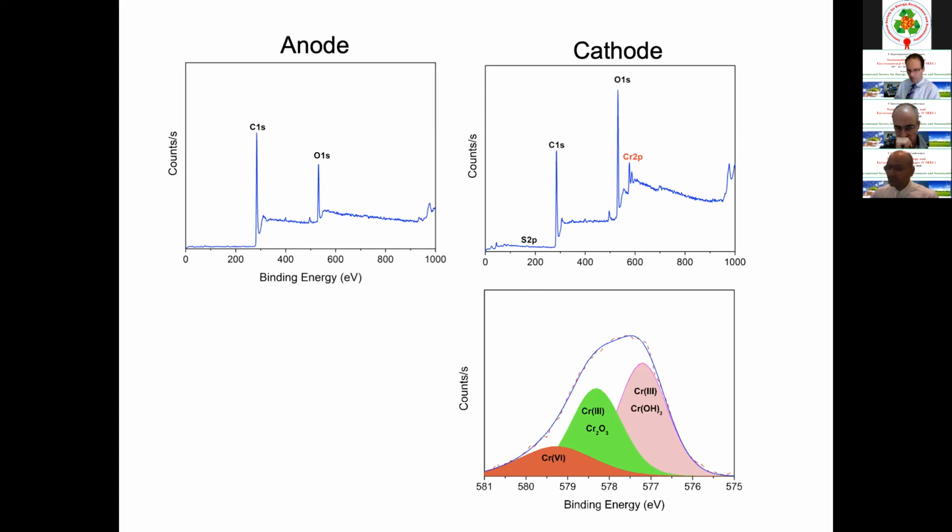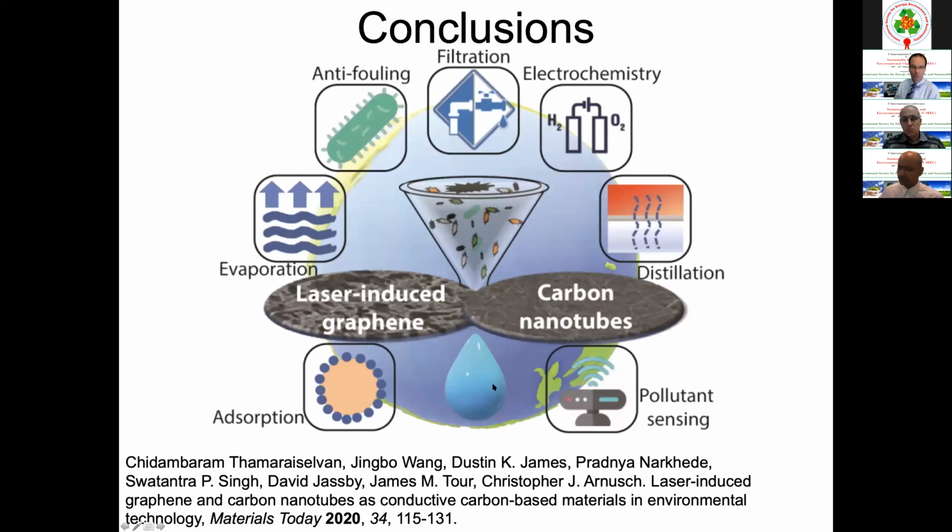So in conclusion, I focused on laser-induced graphene, but hopefully I've tried to convince you that it's a material with a high potential for water treatment and filtration, anti-fouling, electrochemistry. I didn't show you evaporation or distillation. I showed you a little bit of adsorption, and there's a lot more different things that we think can be done, even for example, pollutant sensing, which is summarized in this review paper here.